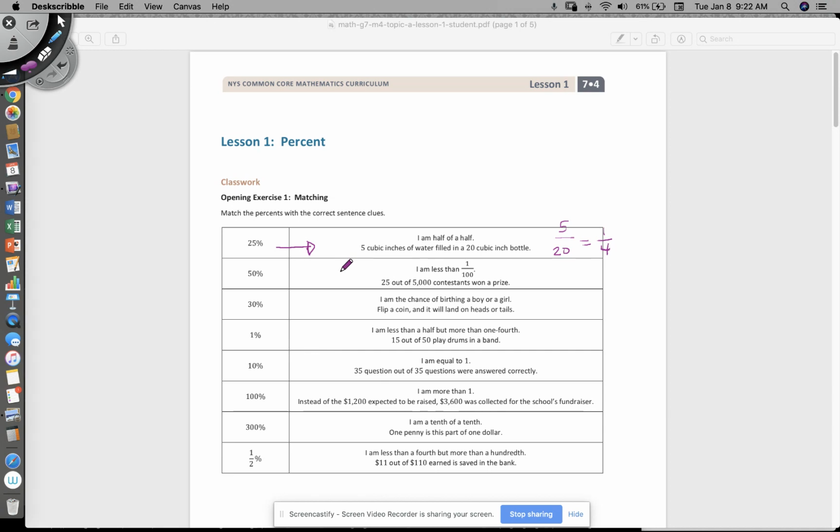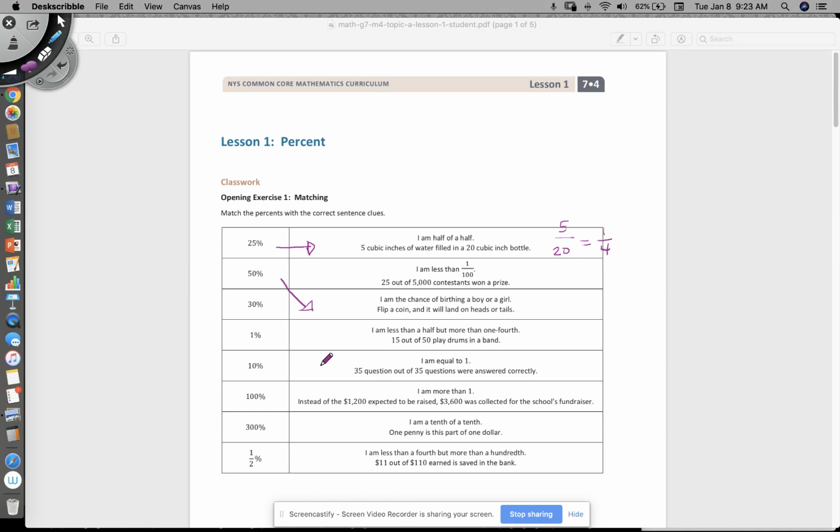50. So 50 is kind of a little bit easier for us to spot. You know, 50 means half of something. So this one says, I'm less than 100th or 25 over 5,000. Nope, that's not going to work. I am the chance of birthing a boy or a girl. Well, that's definitely a 50-50. Or flipping a coin and getting a heads or a tails. That is a 50-50. So this one goes here.